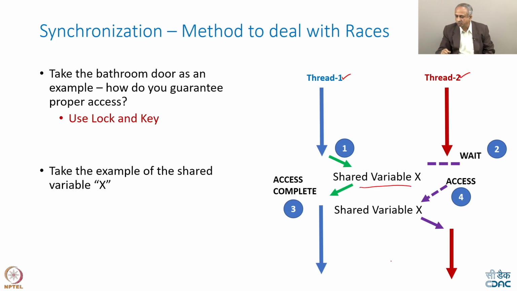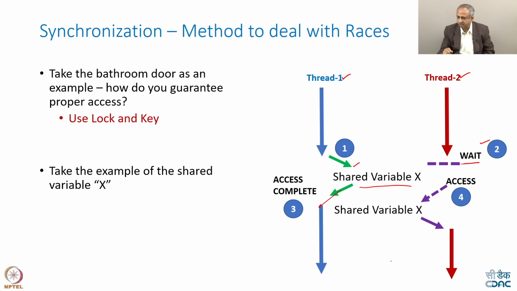The steps that we do include, first, thread 1 gets access to the shared variable. In the previous example, thread 2 also wanted to access the variable, so that is step number 2. However, it is unable to get access to that variable because we have implemented wait. The shared variable x gets incremented by thread 1 and then it writes. So, that is step 3, that is, the access is completed.